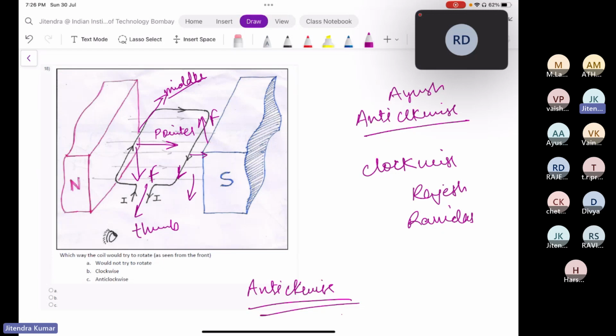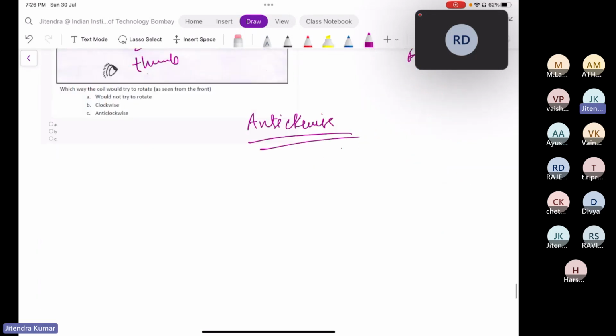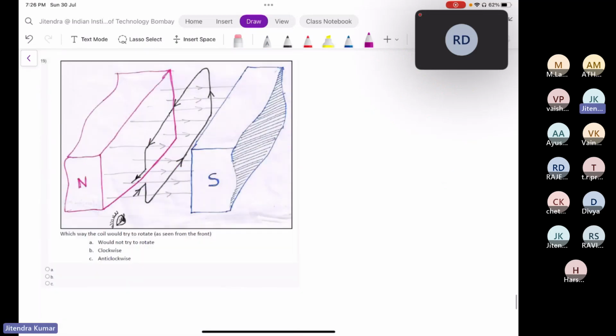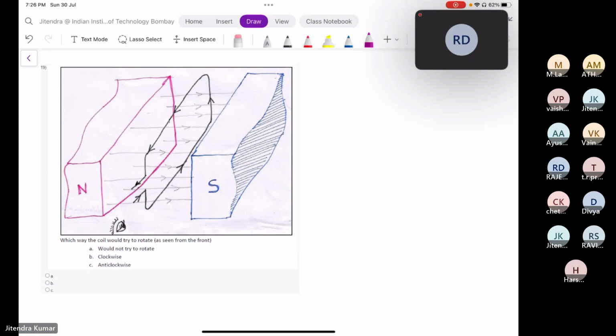Okay, so I'm guessing no one has any doubt related to this problem. Now here comes the next question, and the conductor has been rotated by 90 degrees, and you need to identify the direction of the rotation. Sir, option number A. Option number A would not try to rotate.